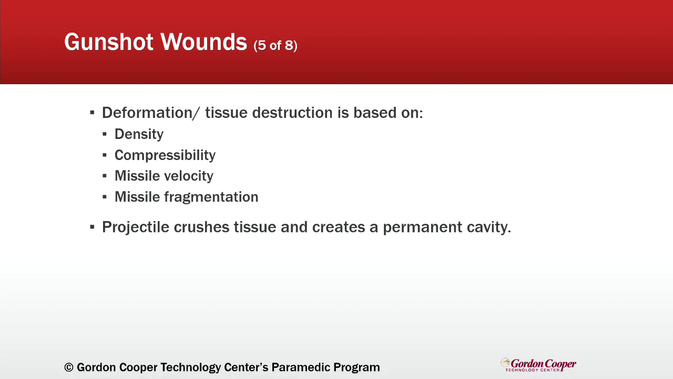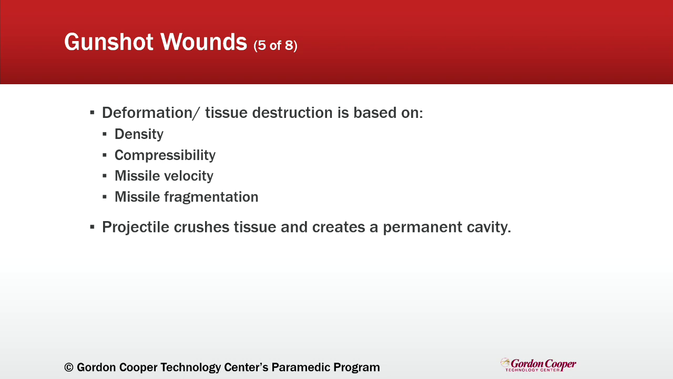When we look at the gunshot wounds and the damage that the projectile causes to the tissue, we look at that deformation and tissue destruction that result from the projectile's density, the tissue's compressibility, and the missile's velocity, and whether the missile fragmented while it passed through. As a projectile penetrates, it crushes tissue and creates a permanent cavity along its pathway. The projectile's track may be a straight line, or it may be an irregular pathway depending on its behavior once it makes contact with body tissues or bones.